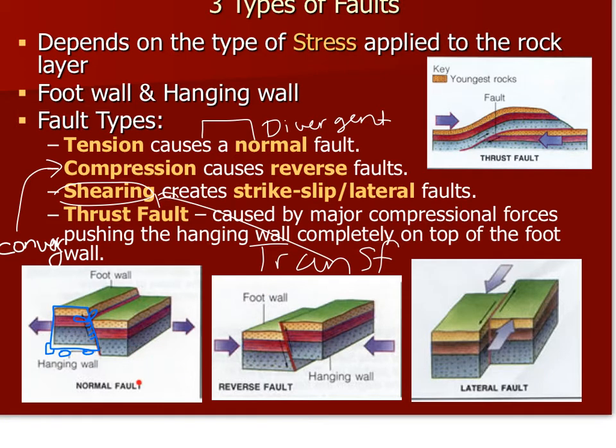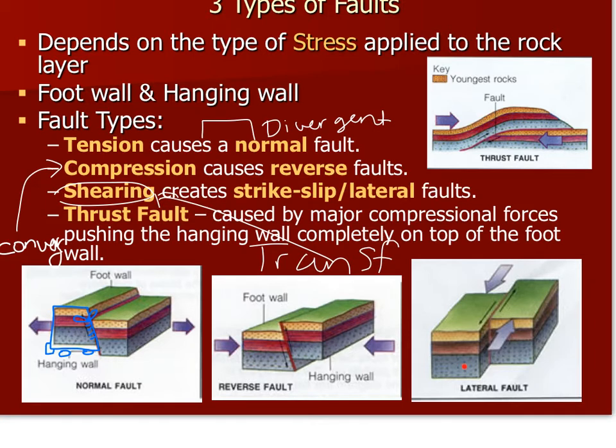So normal faults come from tension. Tension is a stress that is at a divergent boundary. Compression is a stress that's going to be at a convergent boundary, and compression will give you a reverse fault. Shearing is going to be the stress created from a transform boundary, and it will give you a strike-slip lateral fault, like this one here.